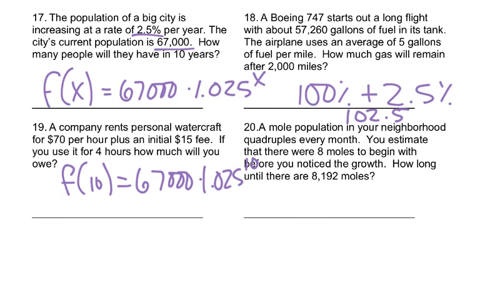So then using the calculator, I'll go 1.025 to the 10th equals 1.28 and a big old decimal, which I times by 67,000, and I get 85,765.66, which you really can't have partial persons, so f of 10 equals 85,765.